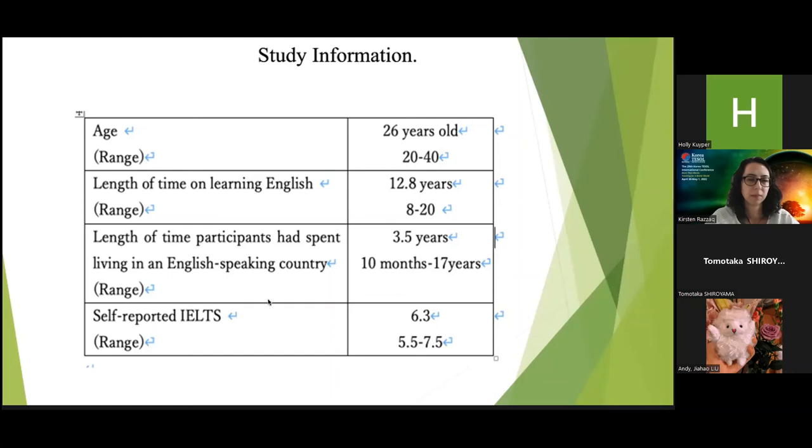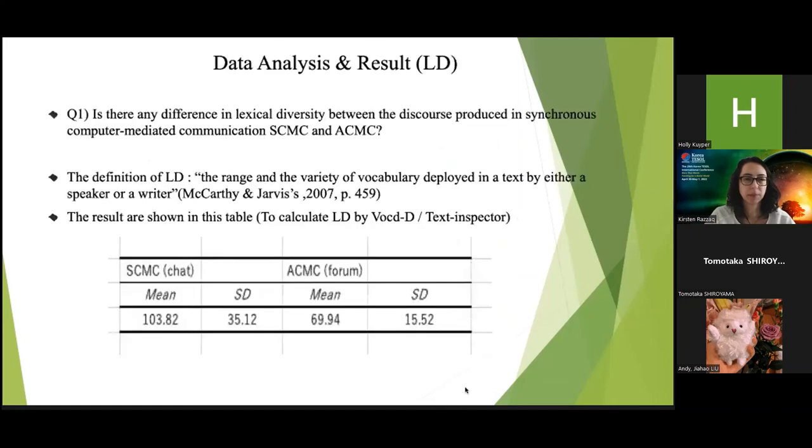Then there are self-reported IELTS scores. In my class, all students have to study abroad in postgraduate and undergraduate programs. The average score is 6.3, and the range is 5.5 to 7.5. And for the data analysis of lexical diversity, I use lexical diversity measures.